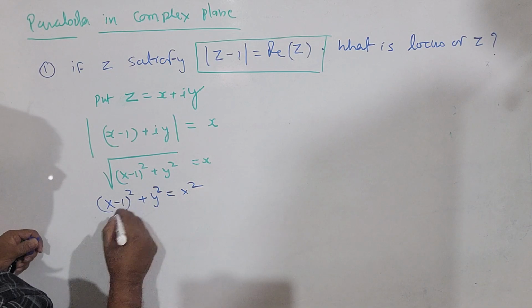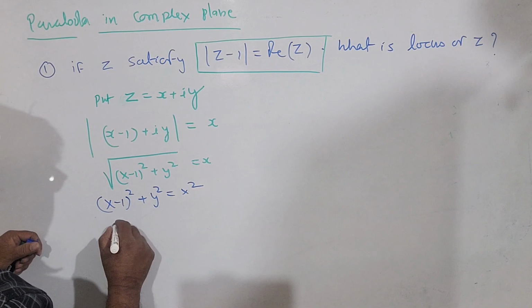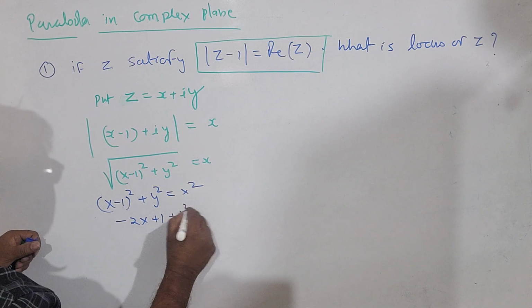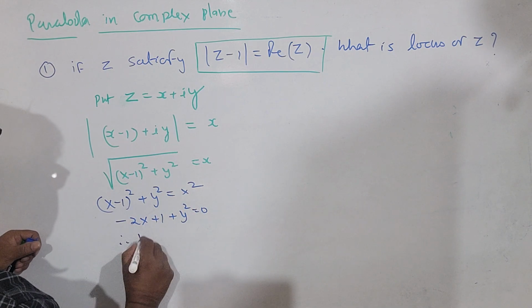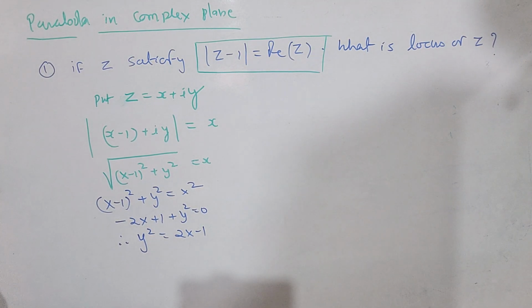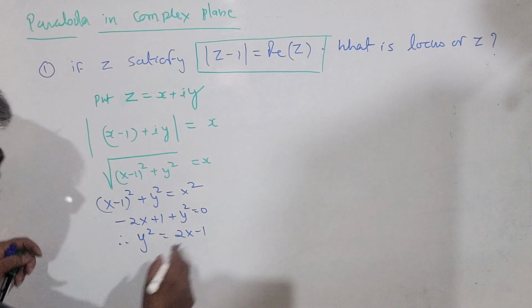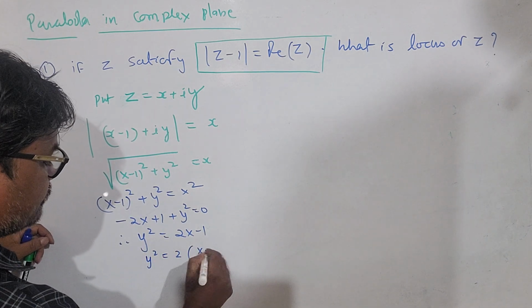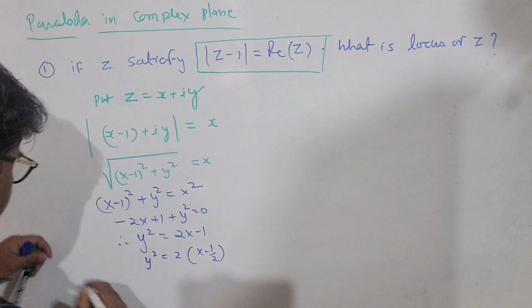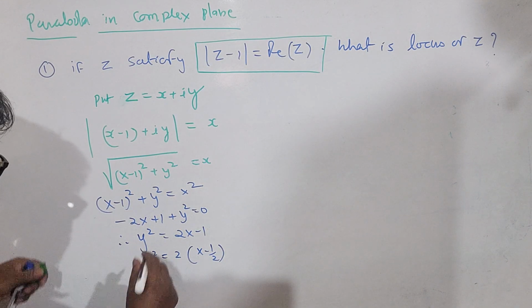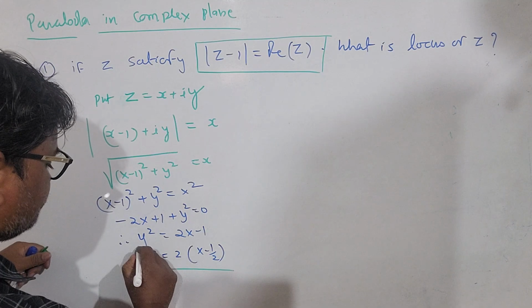So x square will get cancelled out. Therefore this is minus 2x plus 1 plus y square equal to 0. Finally we have y square equal to 2x minus 1. Now y square equal to 2x minus 1 can be written as y square equal to 2 into (x minus half). Now look here. Clearly this is the equation of a parabola.